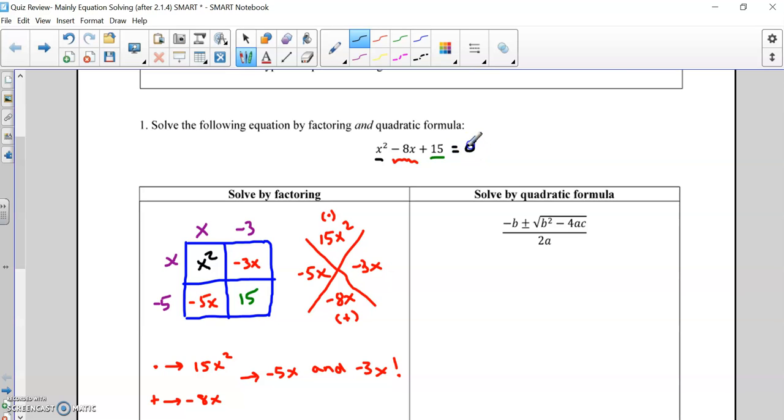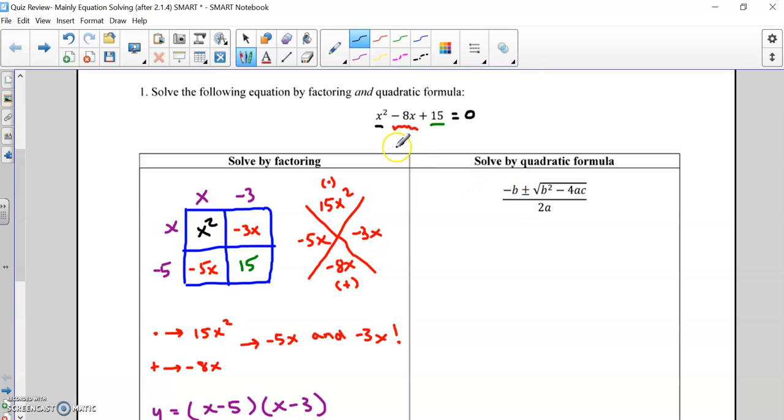So if you like that, that's great. You can go for it. Otherwise, we always have good old trusty quadratic formula. So I'll do an example of that.